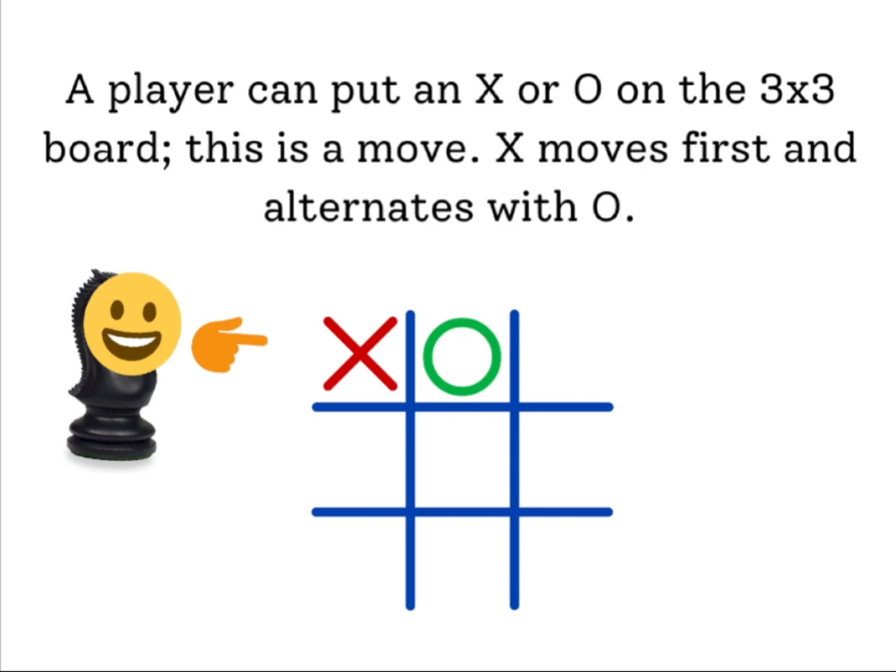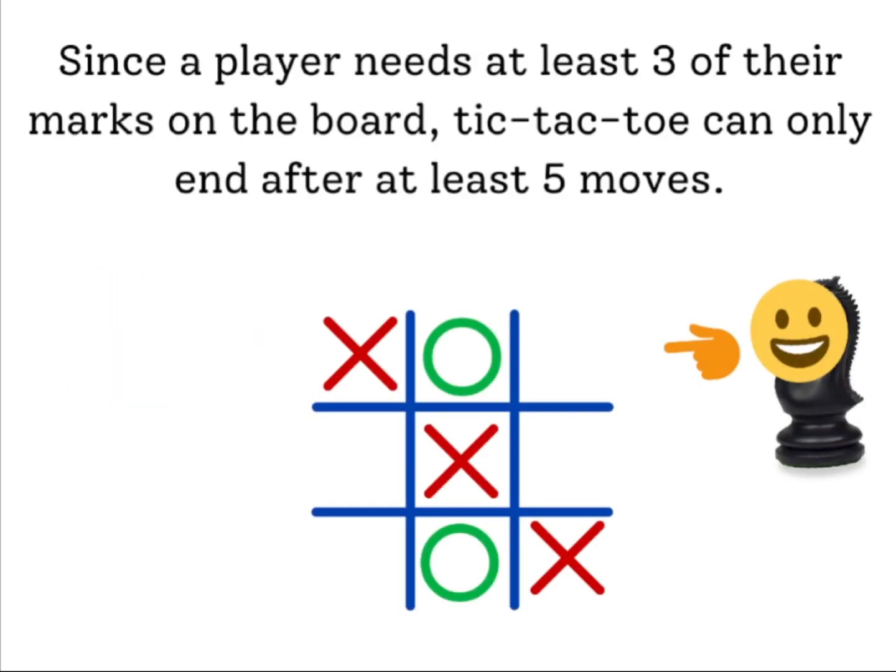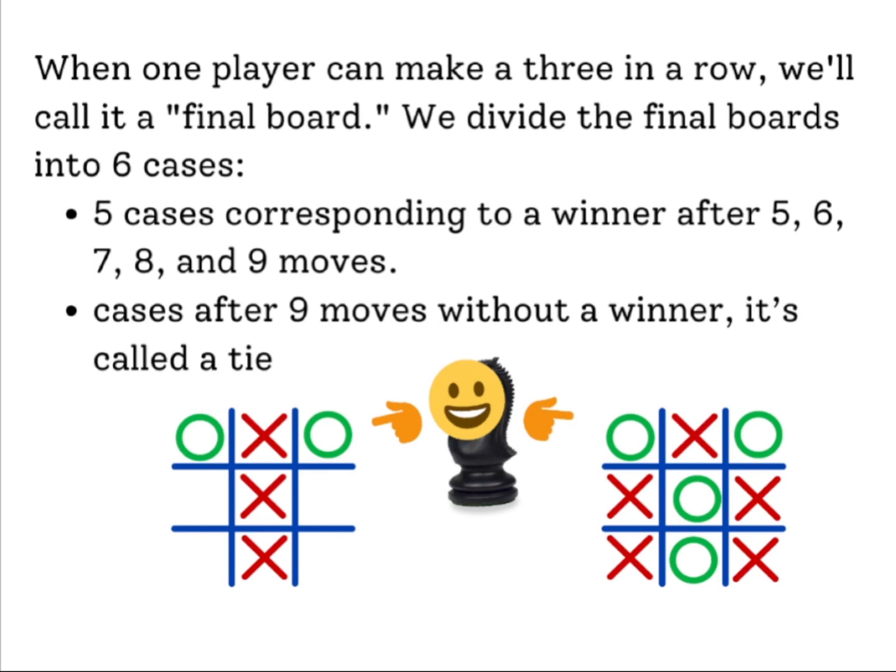A player can put an X or O on the 3x3 board. This is a move. X moves first and alternates with O. Since a player needs at least 3 of their marks on the board, tic-tac-toe can only end after at least 5 moves. When one player can make a 3 in a row, we'll call it a final board.